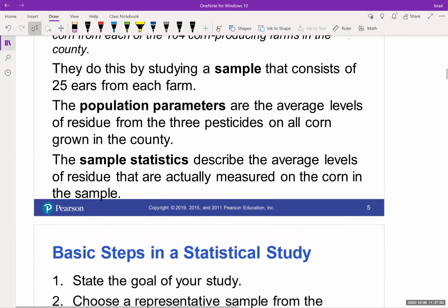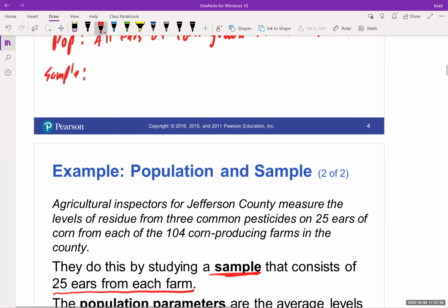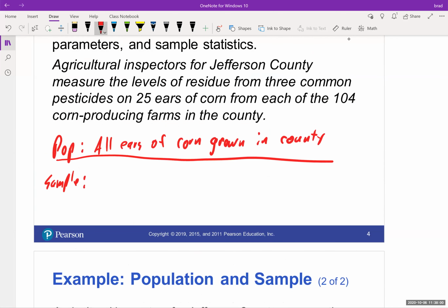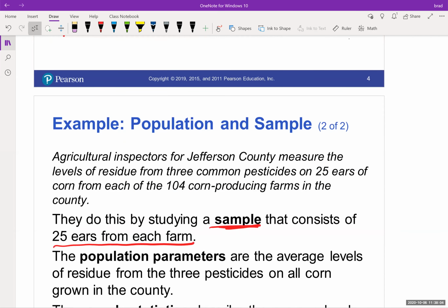Oops, I have it right here. I'm sorry. So they do this by studying the sample that consists of the 25 ears from each farm. So we have the population, all the ears of corn grown in the county, and then the sample is 25 ears of corn from each farm. Okay. So if there's 104 farms, you could figure out how many ears of corn they're doing. You do 104 times 25.